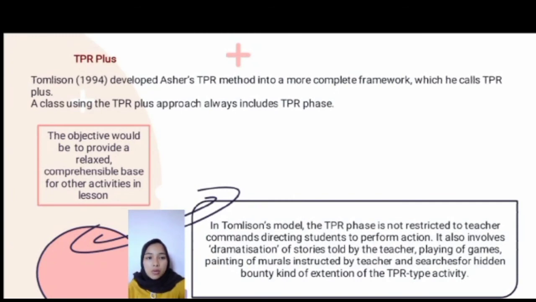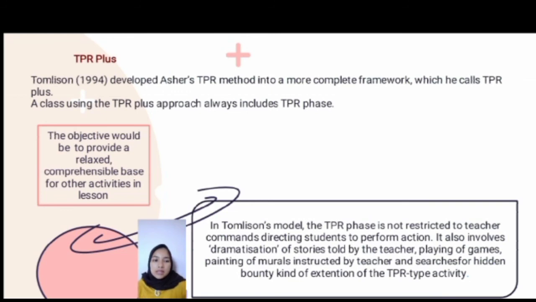Total Physical Response, or TPR, is a teaching method based on the idea that a new language can be learned through active actions and that movement can help students learn and understand. This combination of skills allows the student to assimilate information and skills at a rapid rate. Tomlinson, 1994, developed a shared TPR method into a more complete framework, which he calls TPR Plus. A class using the TPR Plus approach always includes a TPR phase. The objective is to provide a relaxed, comprehensible base for other activities in lessons.